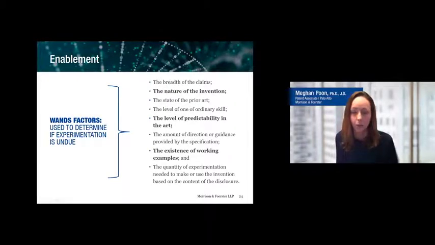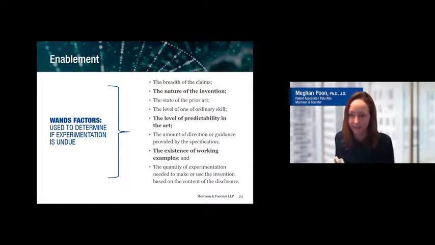These are the Wands factors, which are the ways that the USPTO or courts decide whether experimentation is undue. And I've highlighted really what the key factors are. So the first is the breadth of the claim. Oftentimes, in both written description and enablement, a key item is, you're claiming the whole world, but you really only disclose one little corner of the world, and you're really not entitled to that whole scope.